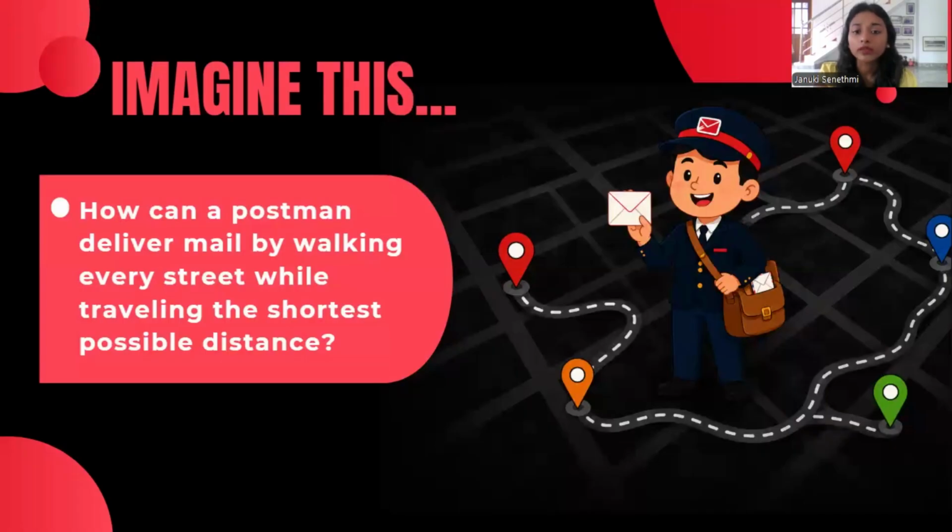You don't want to waste your time by walking the same road over and over again. This is exactly the problem that the Chinese Postman algorithm solves. Instead of finding the shortest path between two places, it finds the shortest route that covers every road at least once.